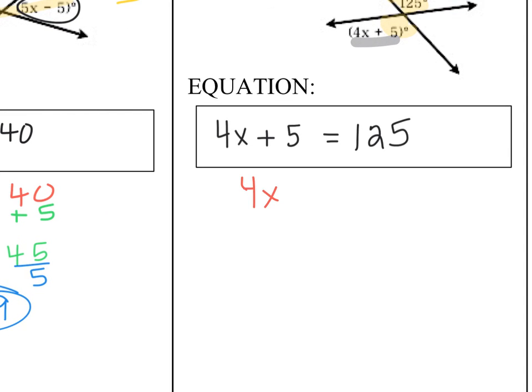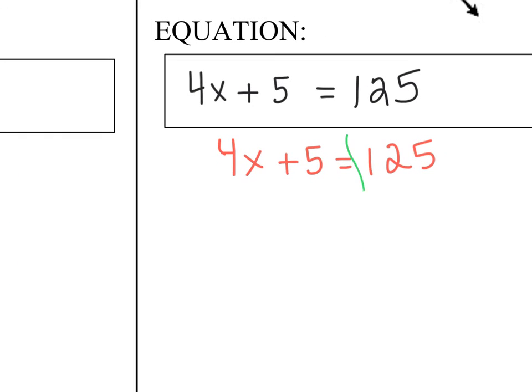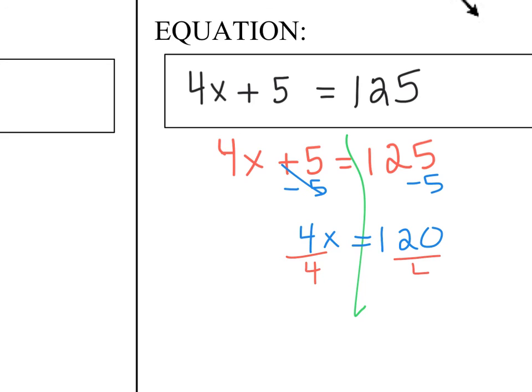4x plus 5 equals 125. Subtract 5 on both sides. 4x equals 120. Divide by 4, divide by 4, 1x equals 120 divided by 4, 30.